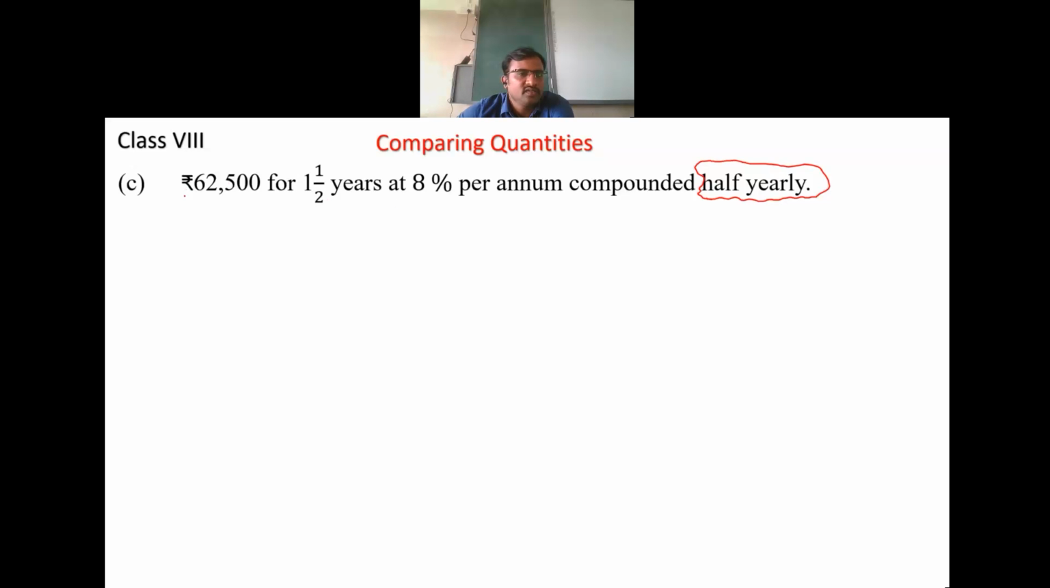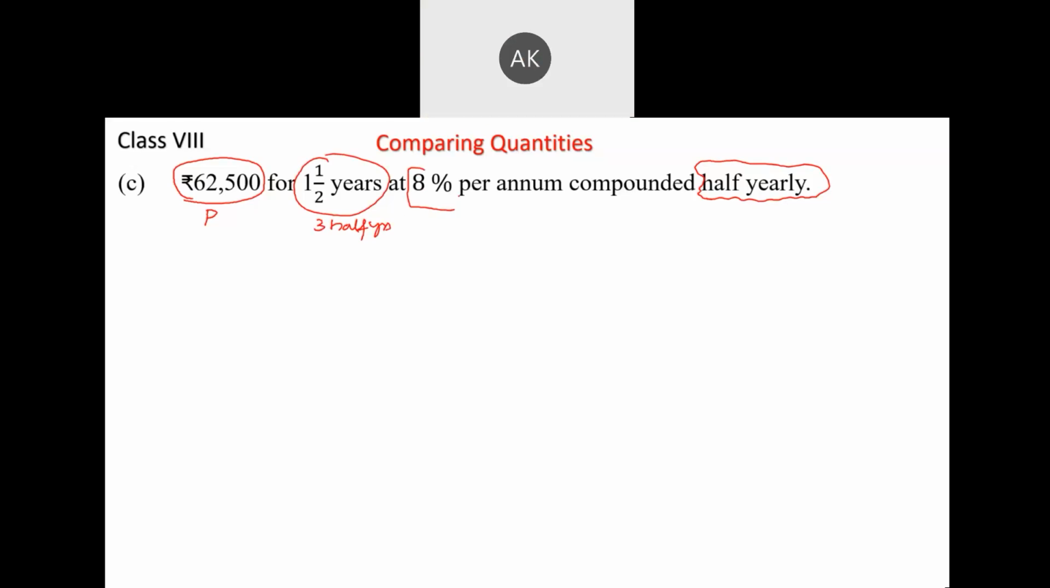62,500 into 1 plus 8 by 100, to the power 3. 1.5 years is 3 half years. Understood? What about the rate of interest? Should we consider the same 8% rate? Either we take 8 by 200, or 4 by 100. 4%, if you are using R by 100 as a formula, else you have to take it as 8 by 200.